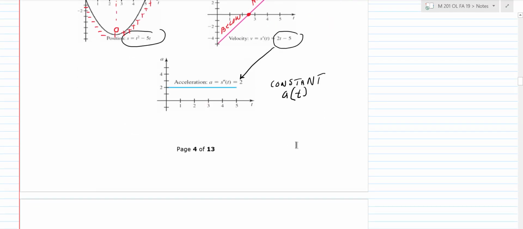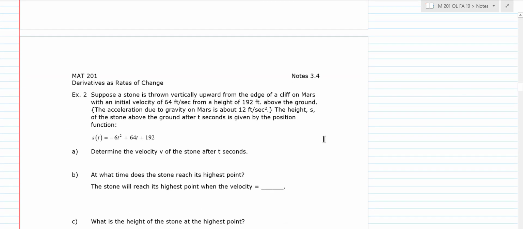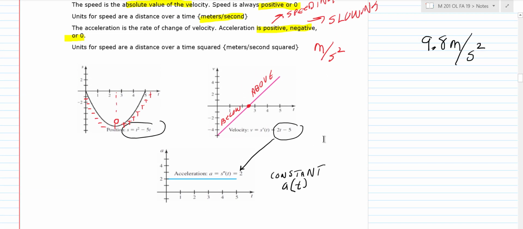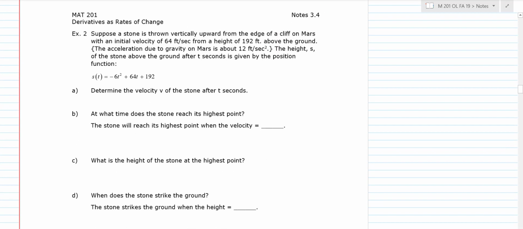Excuse me, let's see. I said that wrong. The velocity is changing. What I meant to say was the acceleration's not changing. That's what's constant. All right, let's move to the next page, and we'll start crunching out the calculus a little bit here.